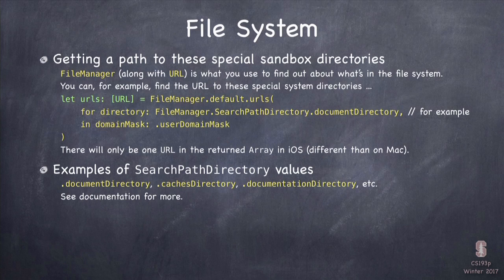So you specify which directory you want with that argument for directory, and that has to be of type FileManager.SearchPathDirectory. Look that up in the documentation and you'll see the various directories in your sandbox that you can look at. There's about 20 of them. If you want the documents directory, for example, you would say .documentDirectory right there. And it would give you back an array with only one thing in it, a URL, and that URL is the one you use to access your documents directory in your sandbox. Make sense? So that's how we get in.